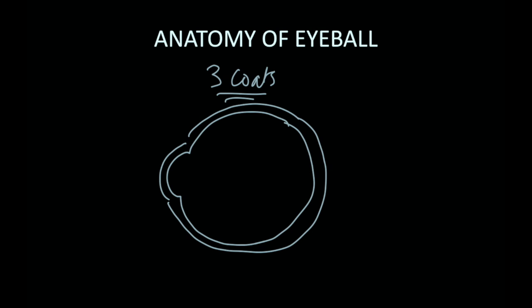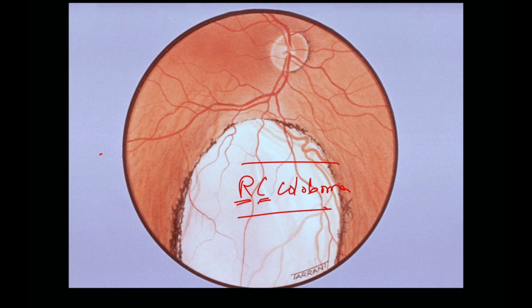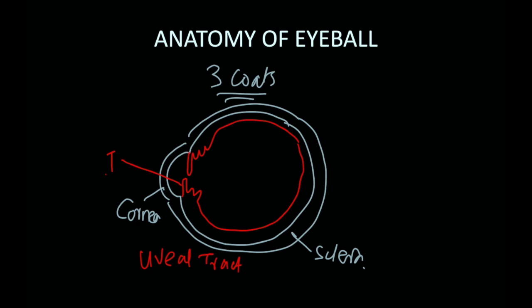The innermost is retina, the outermost is cornea and sclera. The middle layer is called the uveal tract or uvea, which has the iris, the ciliary body and the choroid. So these 3 form the uveal tract, and the innermost is, here comes, retina.